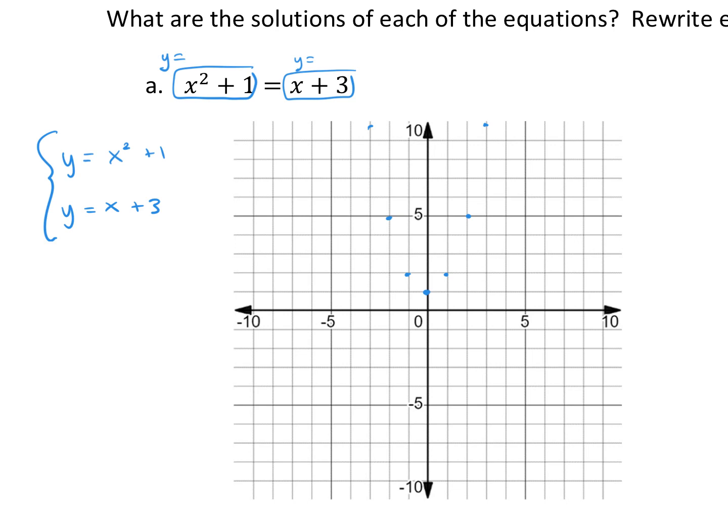Get your reflection points and carefully draw in your parabola.